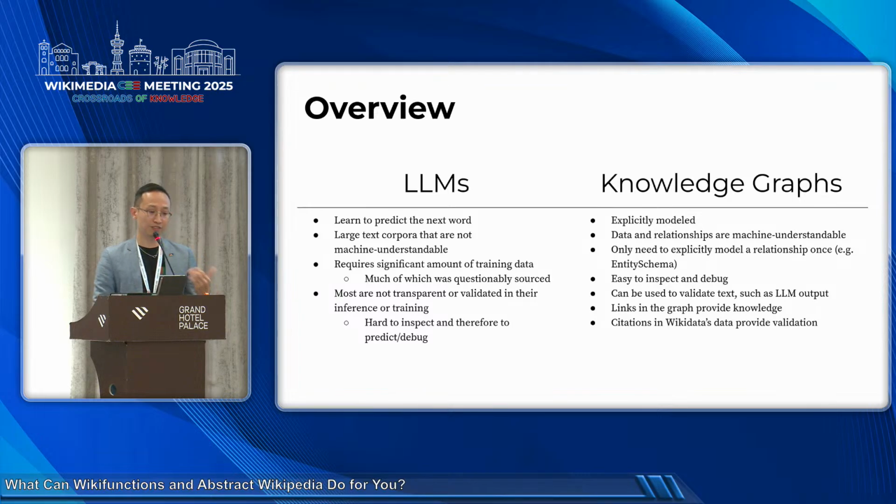Knowledge graphs like Wikidata, for example, are explicitly modeled. Data and relationships are machine understandable. You only need to explicitly model a relationship once, for example, with the entity schema extension. It's also easy to inspect and debug and can be used to validate text, such as large language model output. And the links in the graph provide knowledge, and citations to Wikidata's data provide validation.